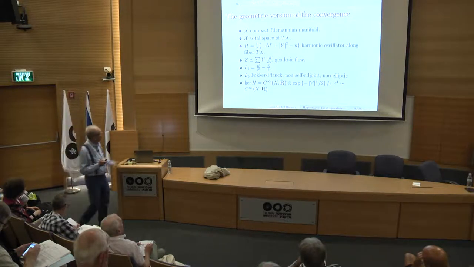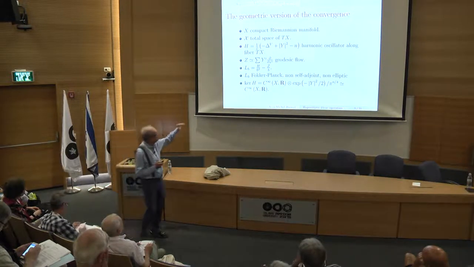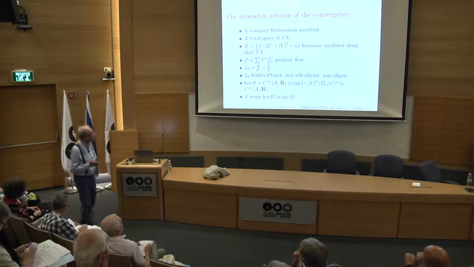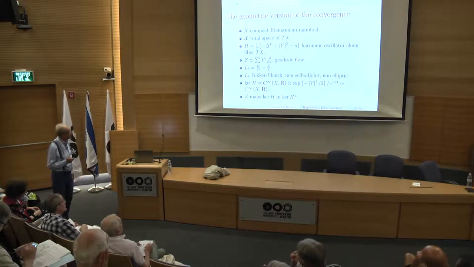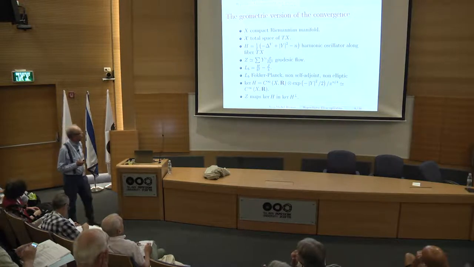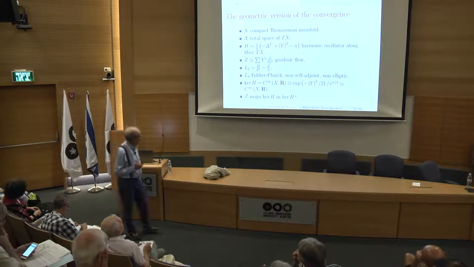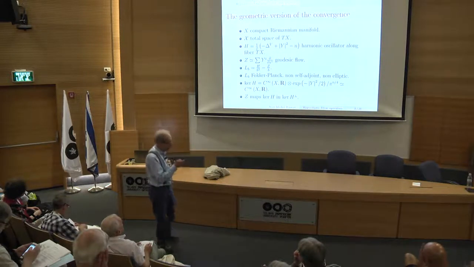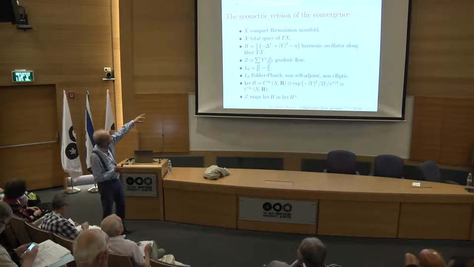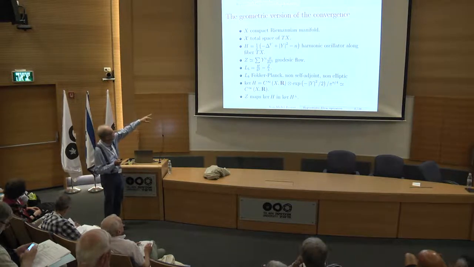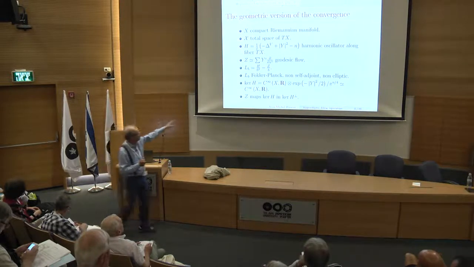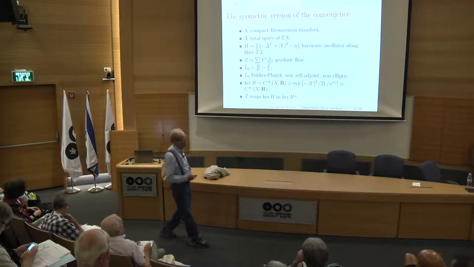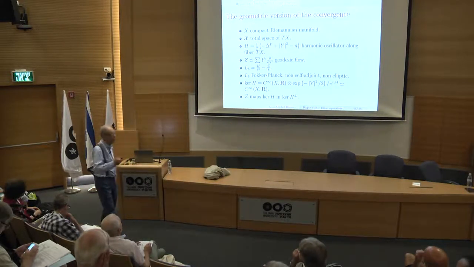So I claim that our operator has exactly formally the same structure as before. That is, the vector field Z maps the kernel of H into its orthogonal. So why does a geodesic flow map the kernel of H into its orthogonal? Essentially because the geodesic flow is linear in the variable Y, and the kernel of H is just a Gaussian. And so if you multiply a Gaussian by a linear function, you get something which is orthogonal to the Gaussian.